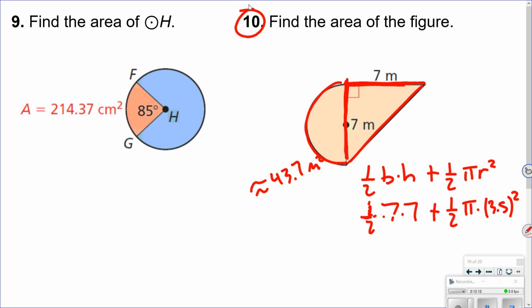So again, if you get the finding length of an arc, the area of a sector is not too bad because the two formulas go together. The measure of the angle over 360. If it's length of an arc, you times that by the circumference. If it's the area of a sector, you times it by the area of the entire circle.